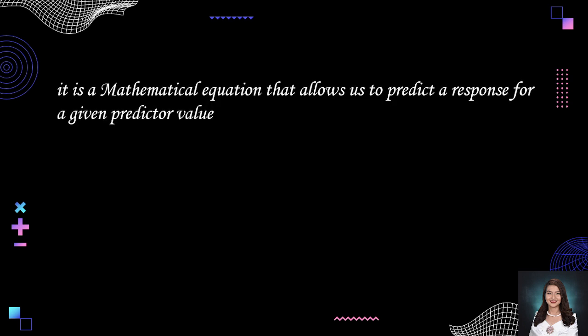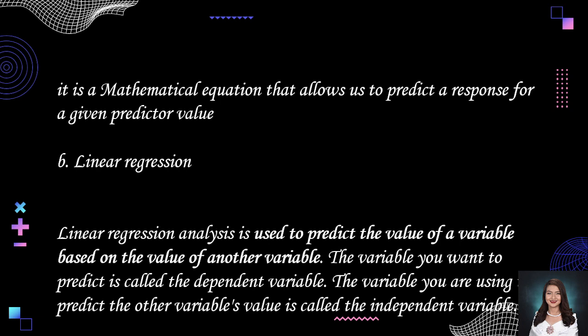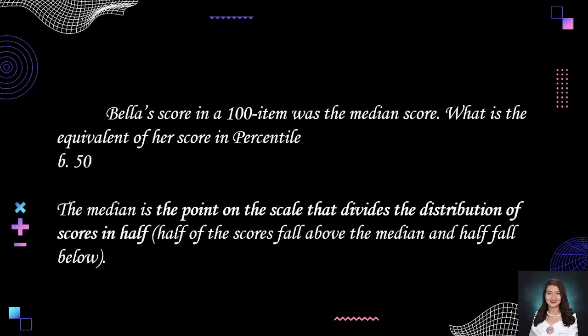It is a mathematical equation that allows us to predict a response for a given predictor value. The correct answer here is linear regression. Linear regression analysis is used to predict the value of a variable based on the value of another variable. The variable you want to predict is called the dependent variable. The variable you are using to predict the other variable is called the independent variable.